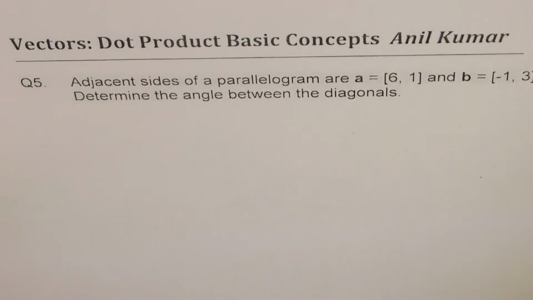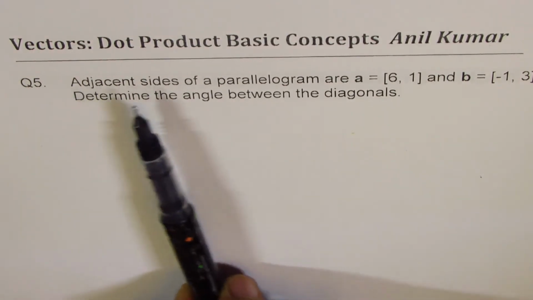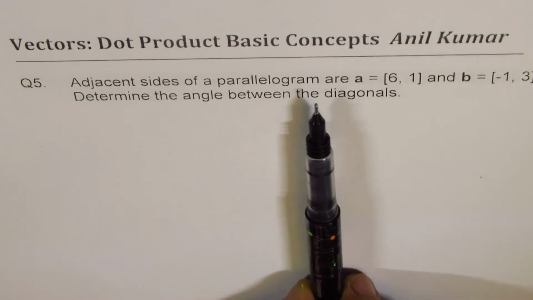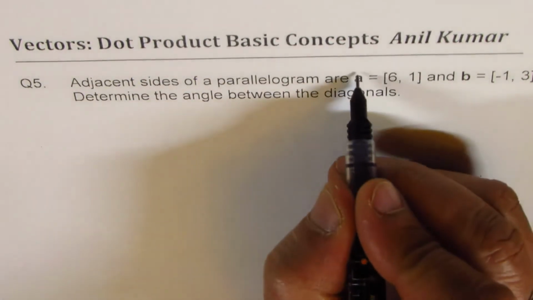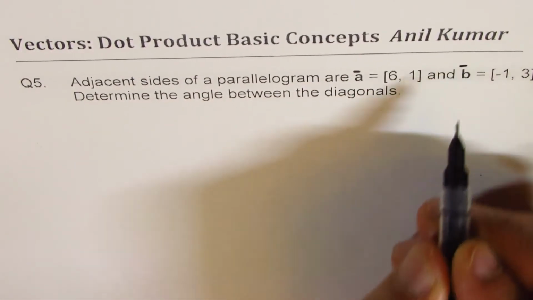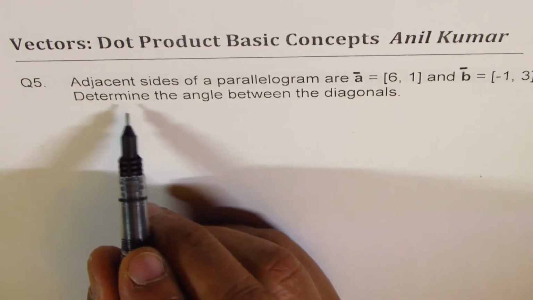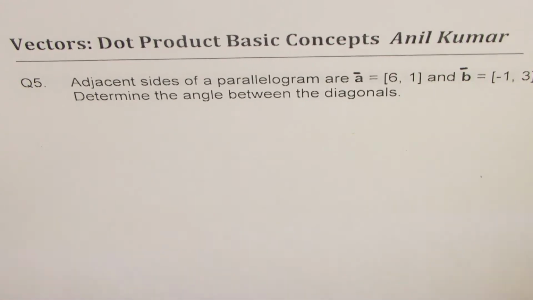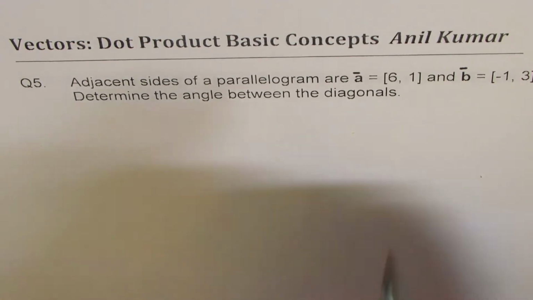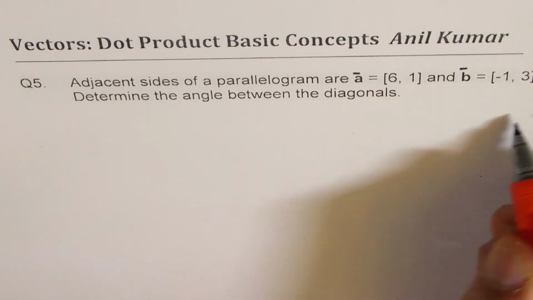So let's move on. Here is question number 5. We are given adjacent sides of parallelogram are vector A, which is 6, 1, vector B, which is minus 1, 3. Determine the angle between the diagonals. So let me make a rough sketch to begin with. 6, 1 will be somewhere on this side.